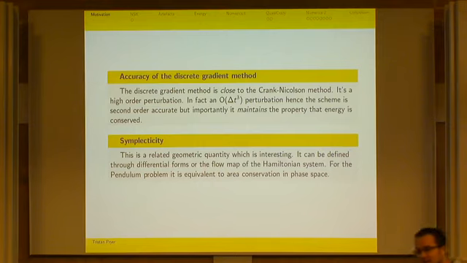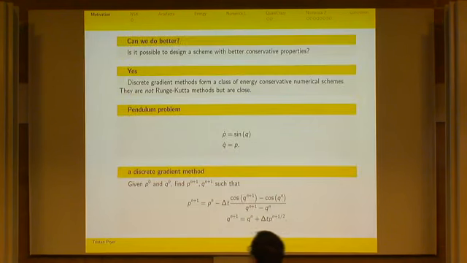Yes? Sorry, is there a reason why you only take the derivative or the approximation of the derivative for the cosine and not of the other term? Because this term is quadratic. Okay, yeah. Right.